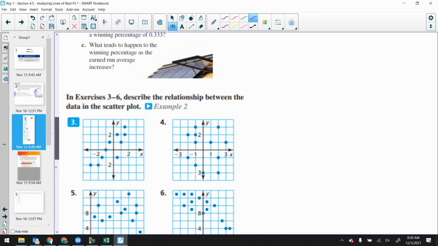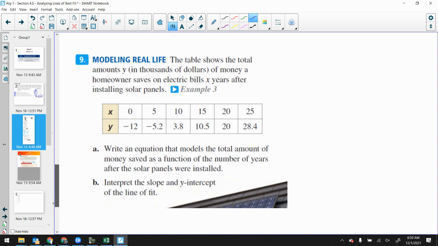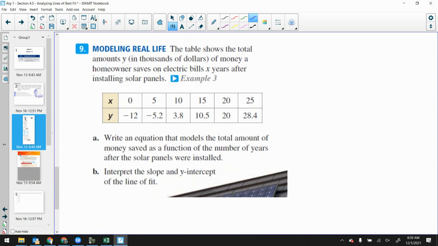Okay. All right, let's take a look at number 9 then. The table shows the total amount Y, in thousands of dollars, of money a homeowner saves on electric bills X years after installing solar panels. Okay, so let's graph this and see what kind of trend I have.